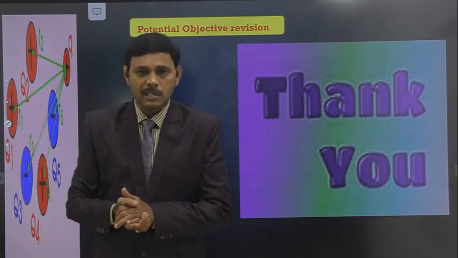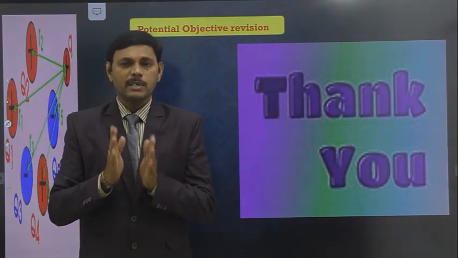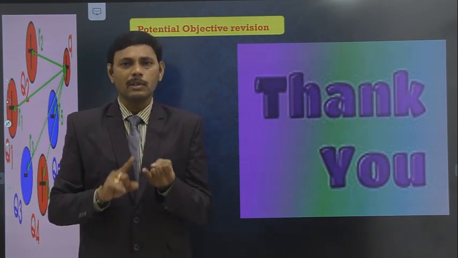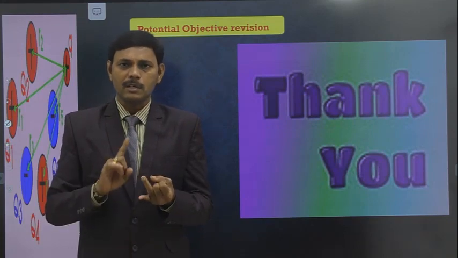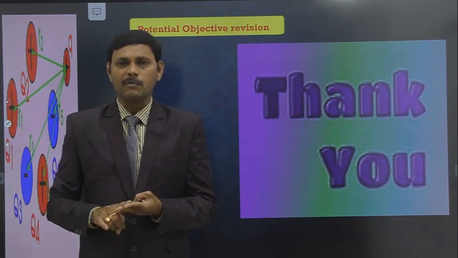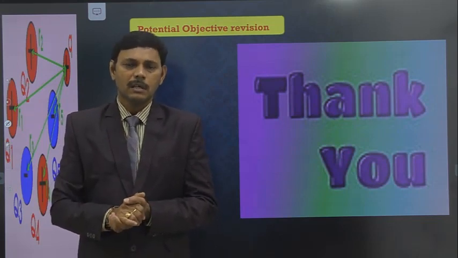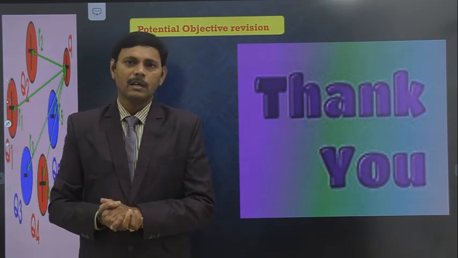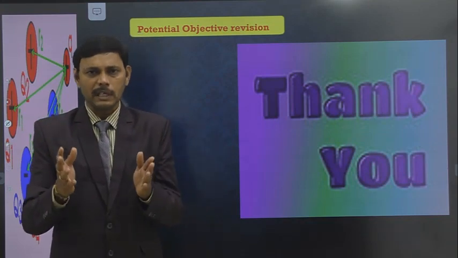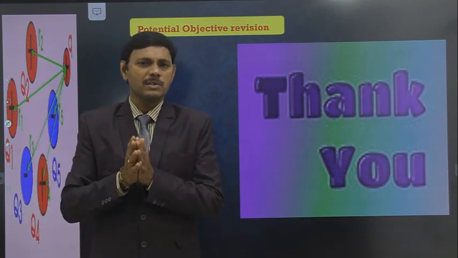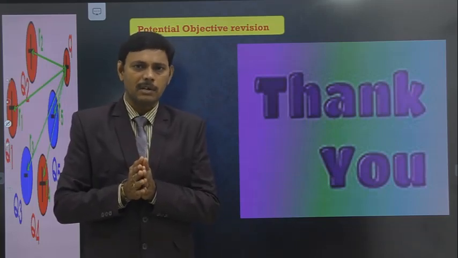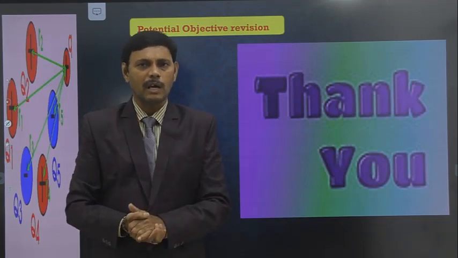In this part of our discussion, I explained the objective revision of the potential chapter. I explained the potential due to a point charge, potential due to a group of charges, equipotential surfaces, potential energy of a pair of charges, potential energy of a system of charges, relation between potential and electric field, and potential energy due to charge distributed bodies. This is a very important idea. I discussed the very essential and required expressions of potential for objective examinations. This video is very useful for your objective revision.